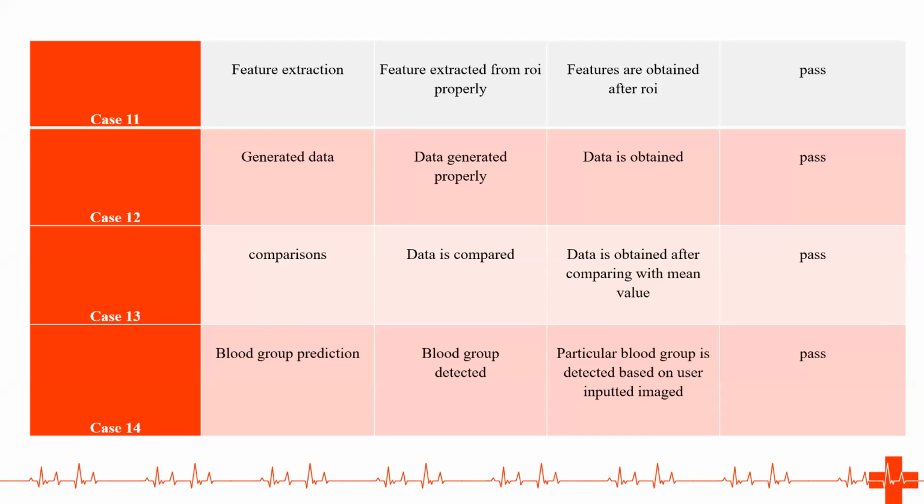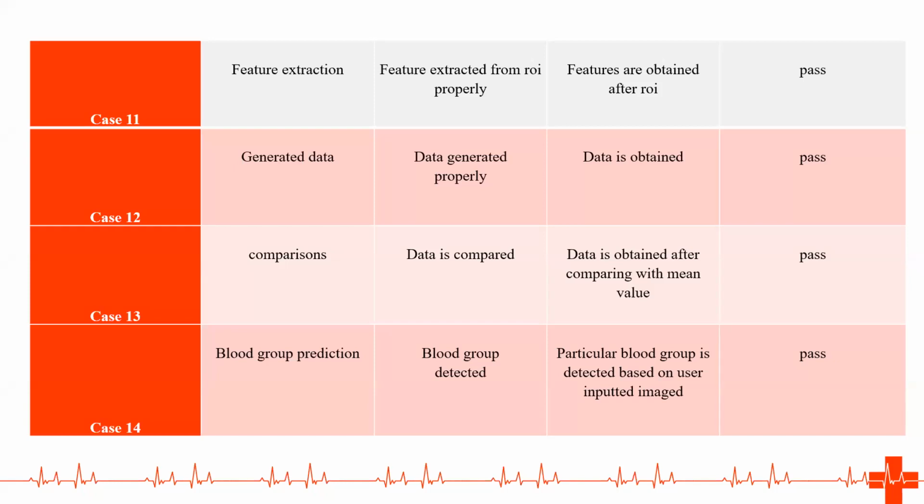So coming to case 12, here the scenario is to generate data. If the data is generated properly, then the test case will be passed. So case 13 is about the comparison. Here the data that is generated is compared with the already existing mean value. Based on the comparison, we are predicting the blood group. If the comparison is successful, then the status will be passed.